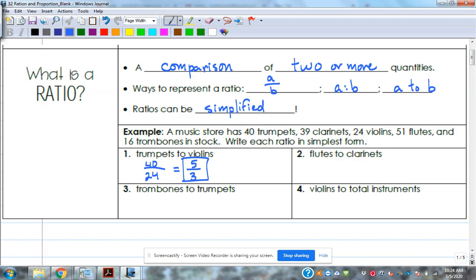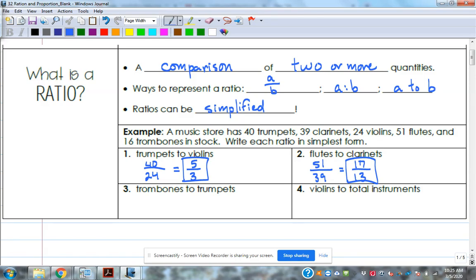So 5 over 3. It would be the same thing if you had 5 colon 3, 5 to 3, or 5, using the word to, 3. It's the same thing. I like to write them in fraction form. That's just the way I'm built, I guess. Flutes to clarinets for number 2. How many flutes do we have? 51. Clarinets, 39. Both divisible by 3, so 17 over 13 is the simplified version of that.